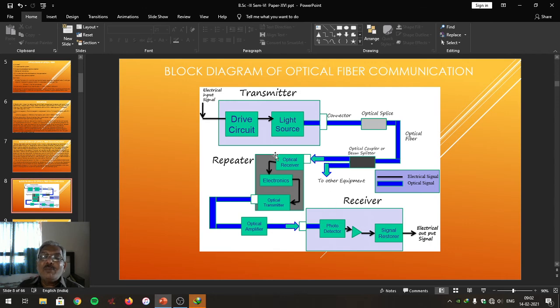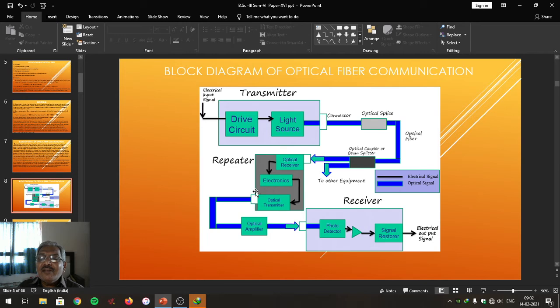The receiver contains the optical receiver. Optical receiver means a photodiode that receives the incoming light radiation and converts it into an electrical signal. If that electrical signal is very weak, it is amplified by the amplifier utilized in the electronics.